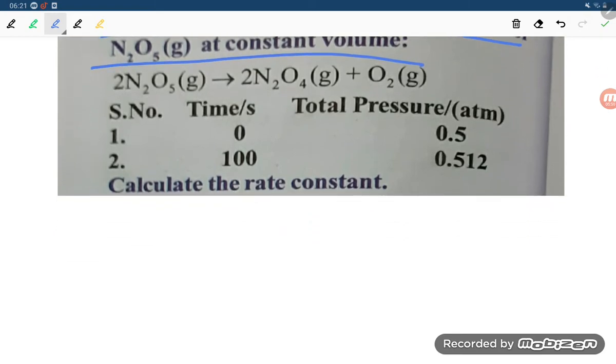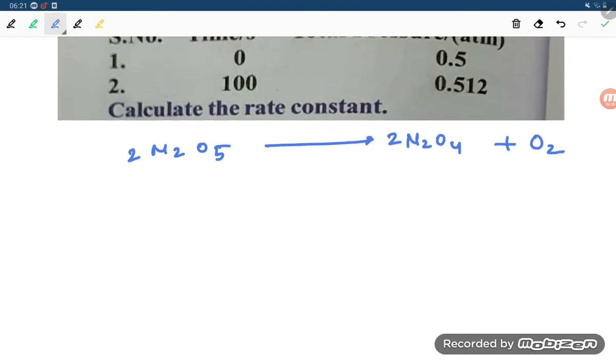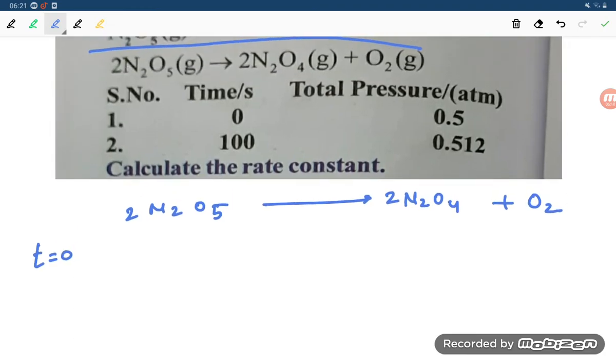So the equation given is 2N2O5 converting into 2N2O4 plus O2. When T is equal to 0, that is, when time is 0, the initial total pressure is given. Here the pressure of N2O5 was 0.5, and for the others it was 0 and 0.